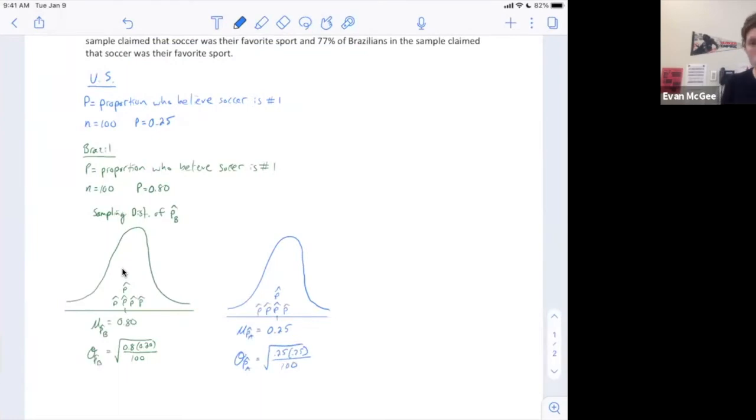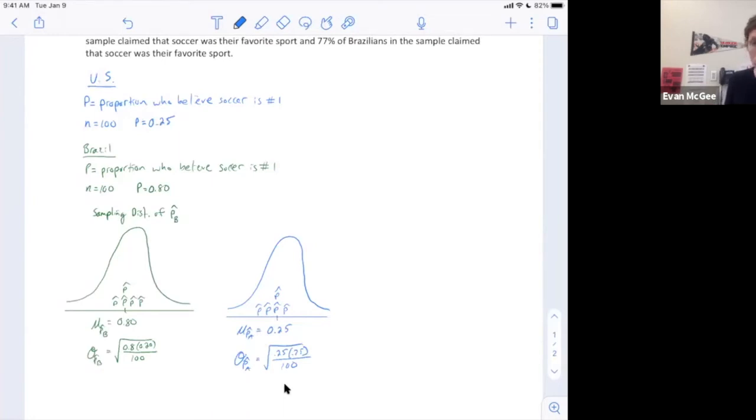Here's what the distribution of p hat for America would look like, and that's why I put an A here, p hat of A for America. We expect it to be approximately normal because, again, we had 26%, so that would be 26 successes, more than 10 successes and more than 10 failures, so it'll be approximately normal, centered at the true population parameter of 25%, and this would be our expected spread from this sampling distribution.